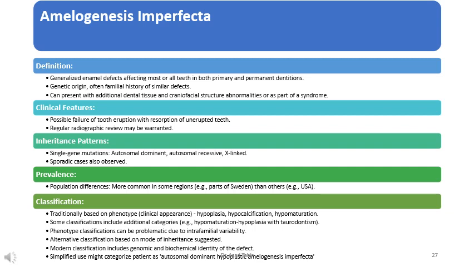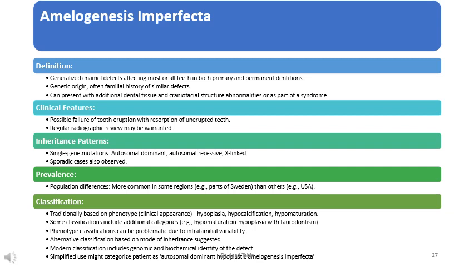Inheritance patterns: single gene mutations, autosomal dominant, autosomal recessive, X-linked. Sporadic cases also observed. Prevalence: population differences, more common in some regions, e.g., parts of Sweden, than others, e.g., USA. Classification: traditionally based on phenotype, clinical appearance, hypoplasia, hypocalcification, hypomaturation. Some classifications include additional categories, e.g., hypomaturation hypoplasia with taurodontism.